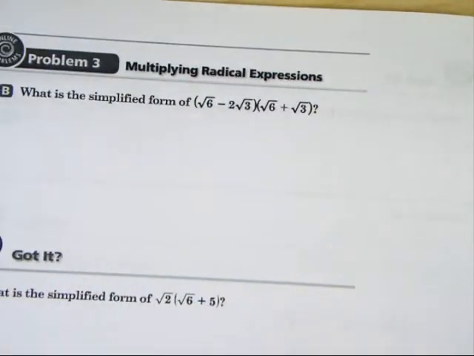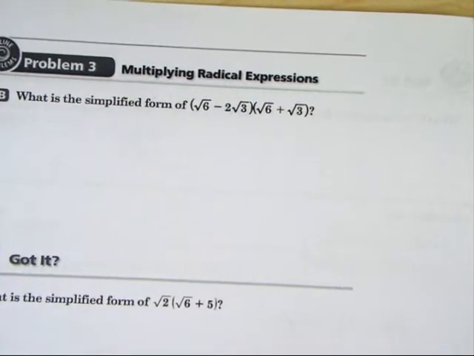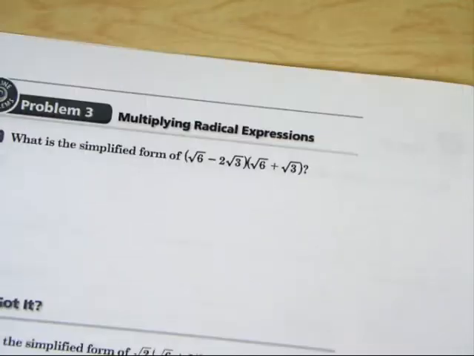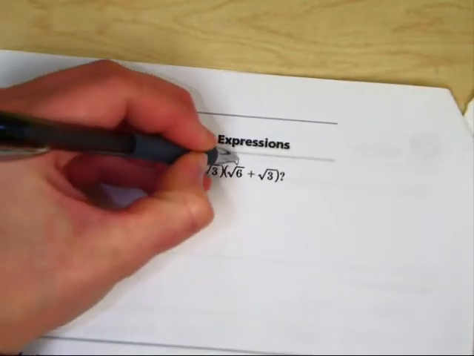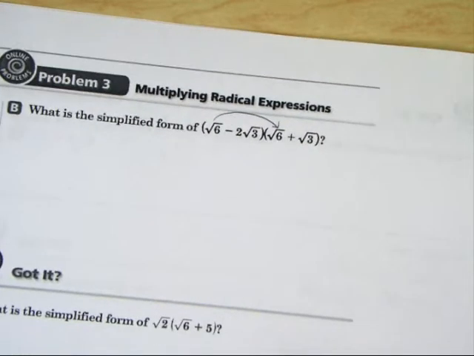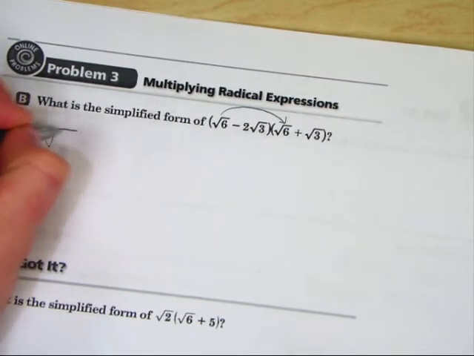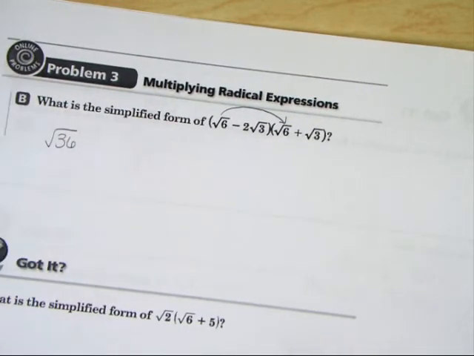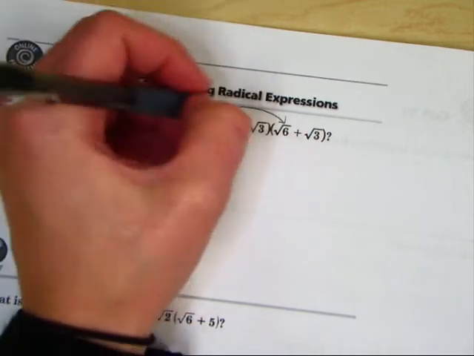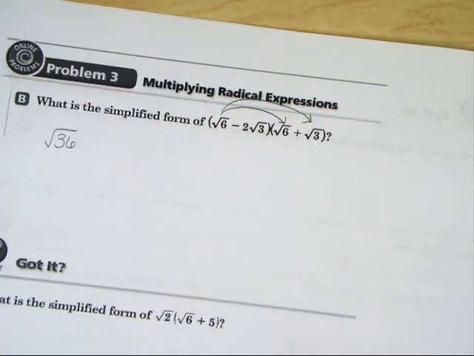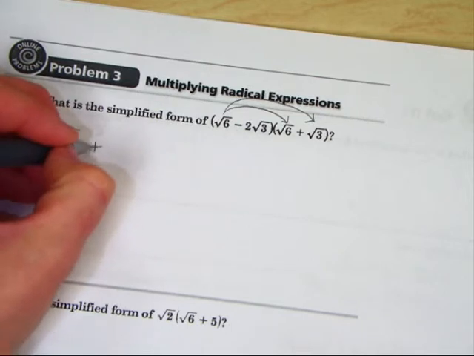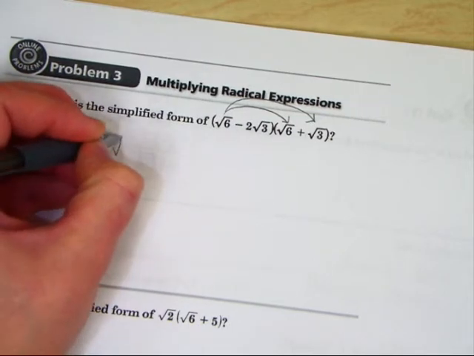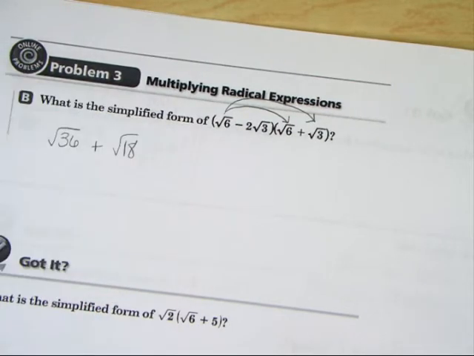Problem 3 is multiplying radical expressions. Well, guys, you're just going to distribute everything together. So I'm going to draw the first arrow on, and I'm going to multiply here. The square root of 6 times the square root of 6 is the square root of 36. Okay, that was the first. Now let's do the outsides. Let's do the square root of 6 times the square root of 3. Take a guess. Square root of 18 is what hopefully you said.